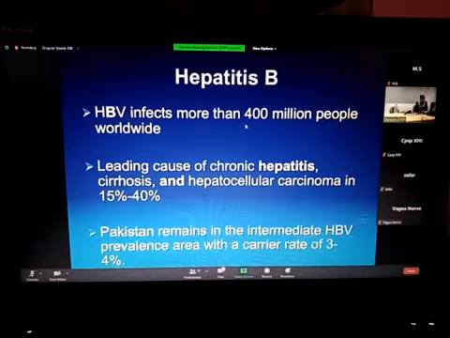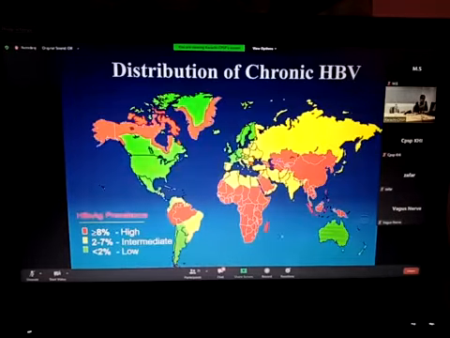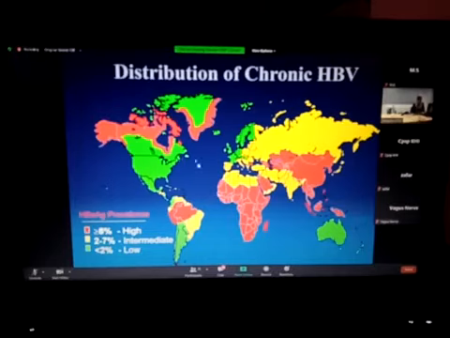Hepatitis B virus, you all know, is the most common cause of hepatitis. Up to about 400 million people throughout the world are infected, and it has the highest involvement in hepatocellular carcinoma: 15 to 40% of hepatocellular carcinoma is because of hepatitis B. In Pakistan, the exact surveillance is not known, but the prevalence rate is considered to be somewhere between 3 to 4%. Here you can see the distribution. This is the WHO released map for hepatitis B virus, and Pakistan falls in the intermediate zone, which is 2 to 7%. So this is the range we may be falling into.